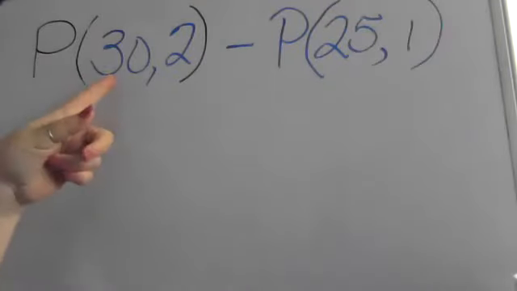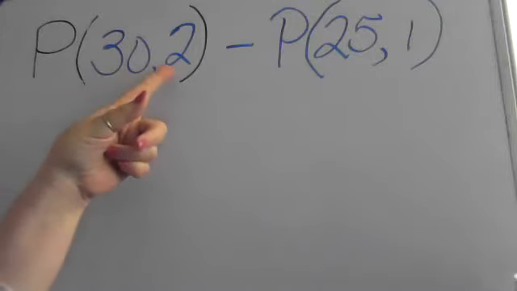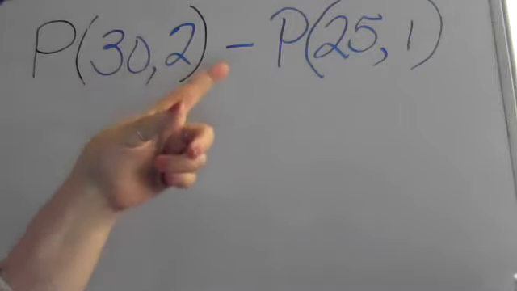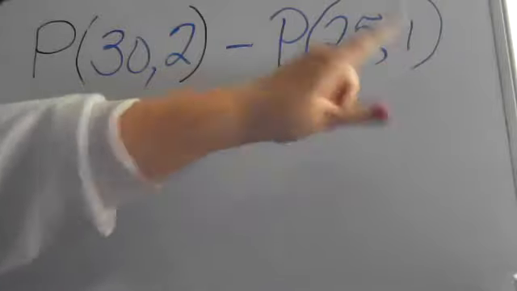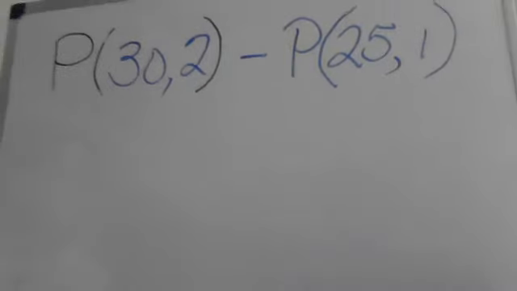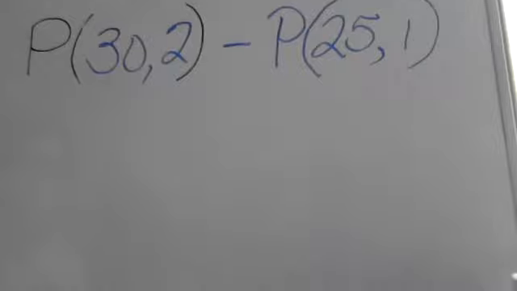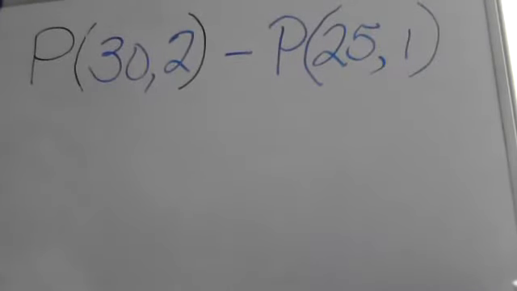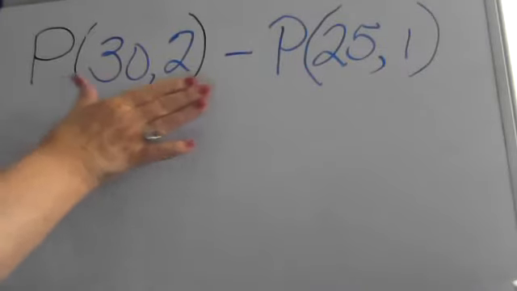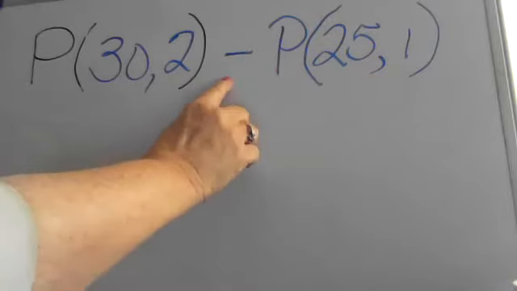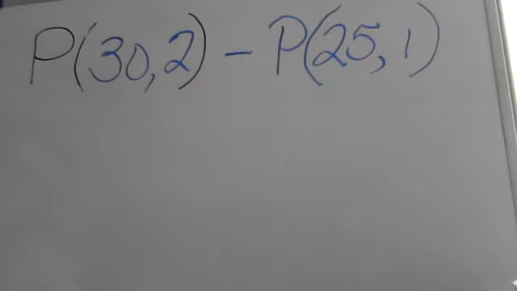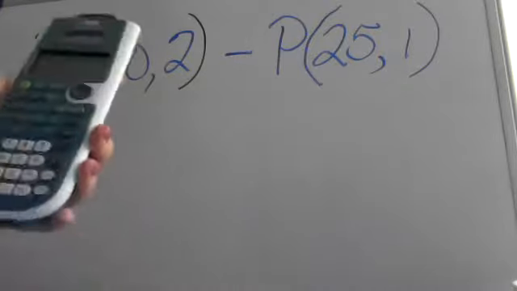So this says I have 30 people. I only have 2 positions to fill. This one says I have 25 people and only 1 position to fill. So they better be good, huh? And it simply says to find this information and subtract them. So some of you I know do not have your calculators at home. So I'm going to show this on the YouTube.